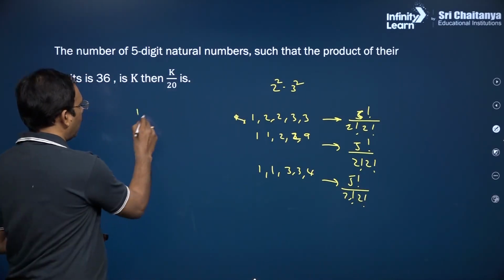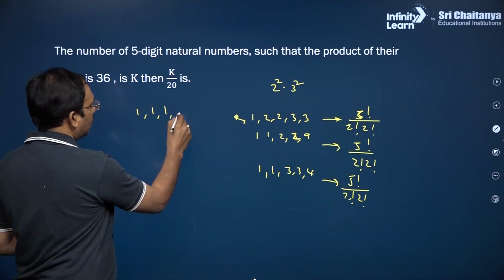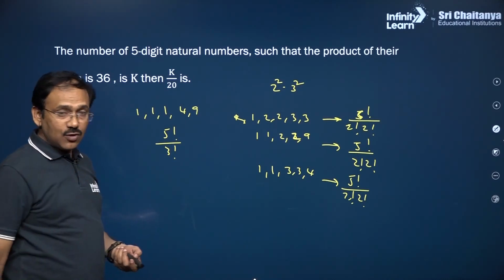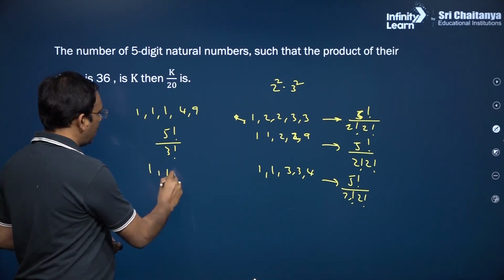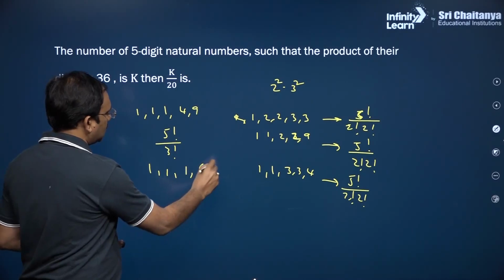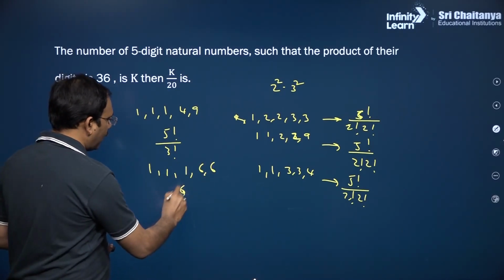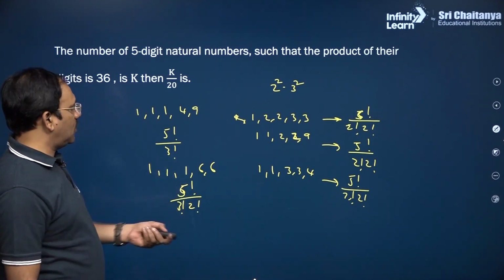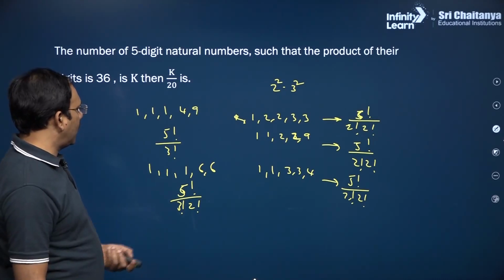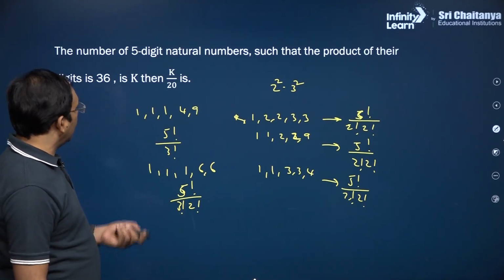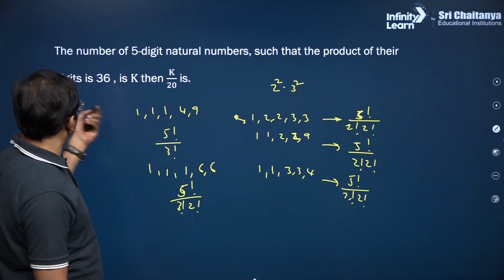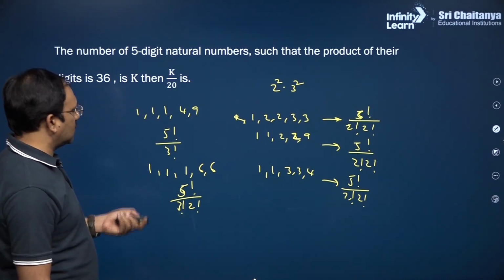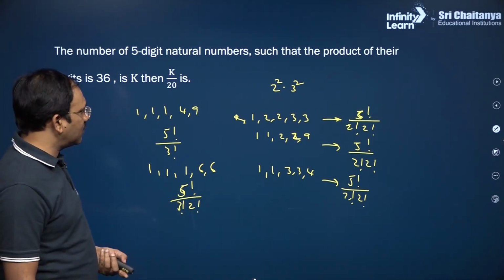Next case, friends, you can write 1, 1, 1, 4, 9, which you can say 5 factorial by 3 factorial, and you will also get a few other cases: 1, 1, 1, this is 6, 6 is the other combination, which is 5 factorial by 3 factorial into 2 factorial. You can also try 2, 2, 3, 3, 4, 2, 2, 9, and digits must be 5 distinct digits. You see the number of 5-digit natural numbers such that the product of their digits is 36. So, you can also check other combinations, my dear friends.